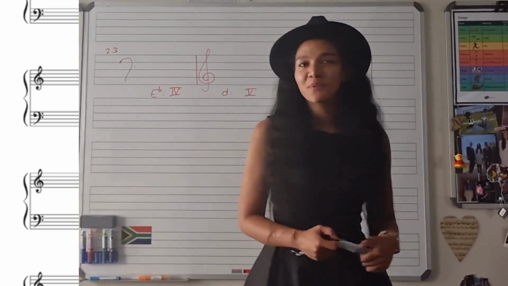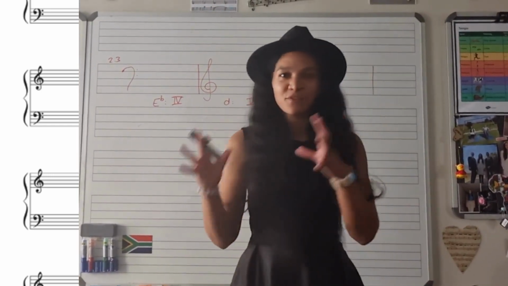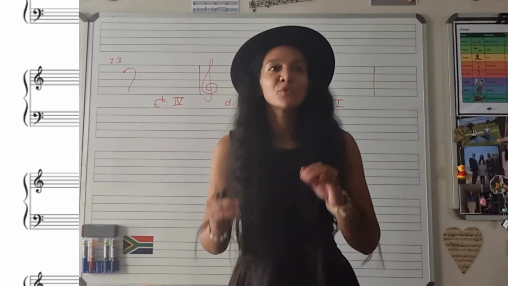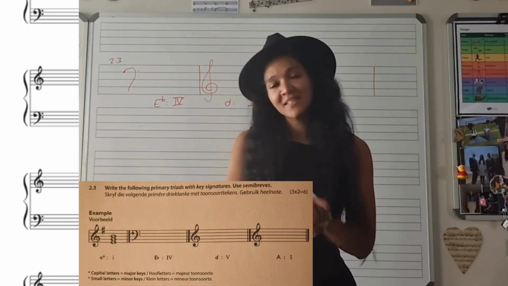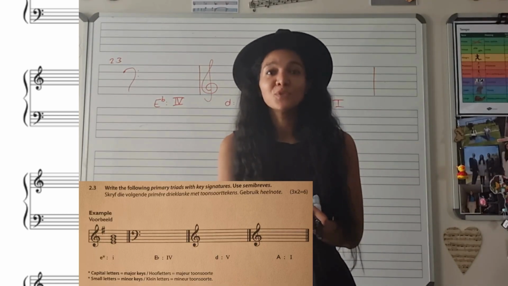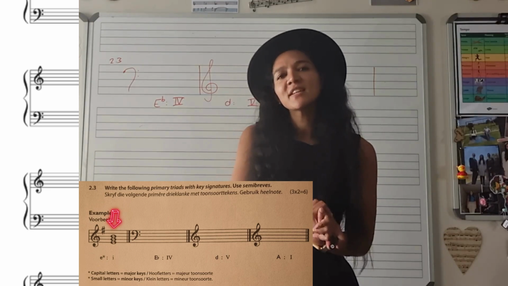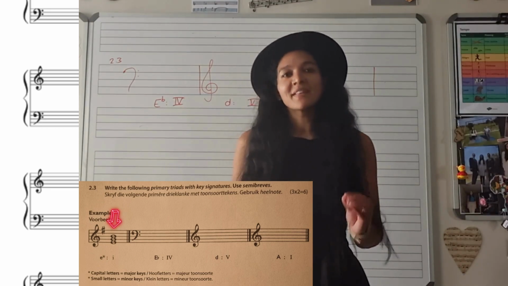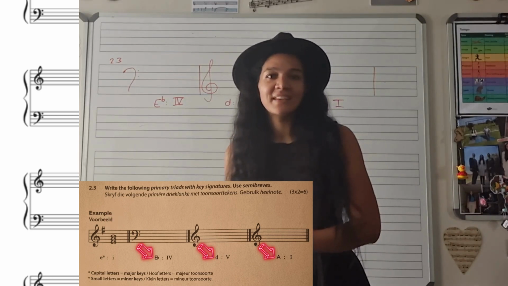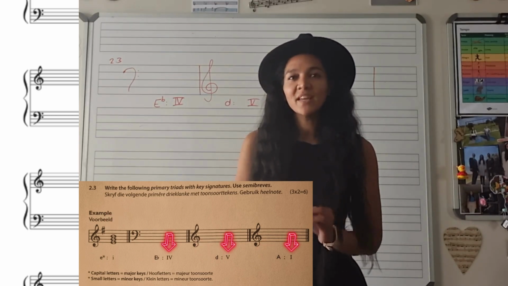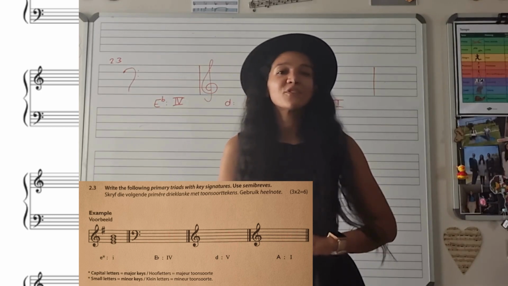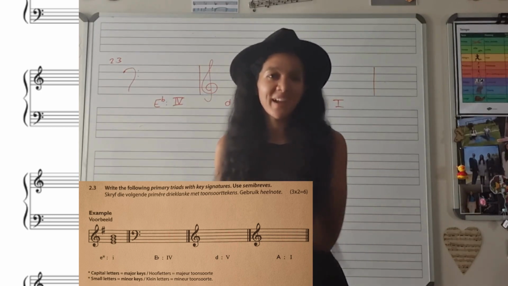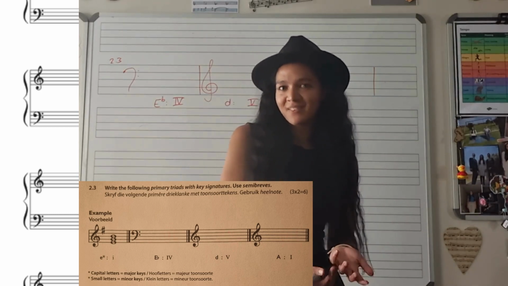In question 2.3, we're asked the exact opposite of 2.2. So here we're asked to write the following primary triads with key signatures, and we're going to use semibreves. They do give us an example, so if you are a little bit confused, you can follow the example. But in this question, they give us the key, they give us the triad, and we need to write it. They figure it for us, and we need to physically write in the key signature and write in the triad.